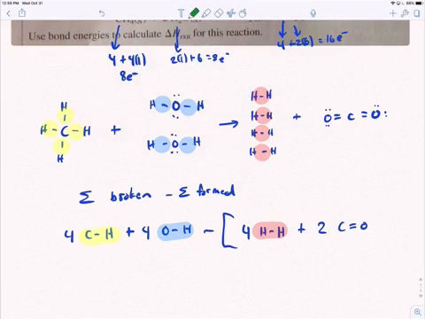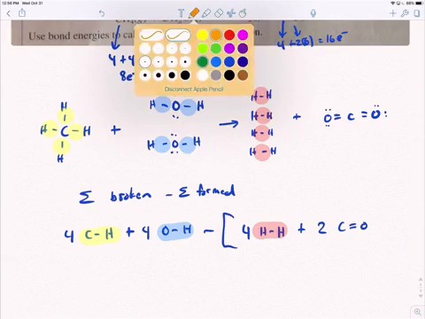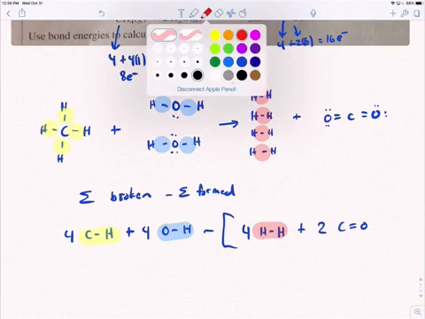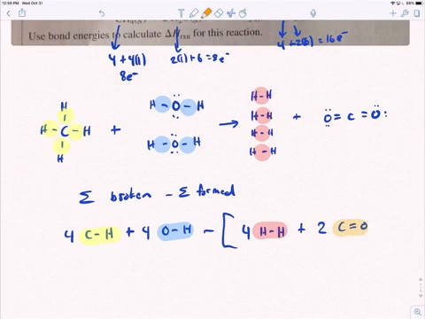I'll do green. Actually, it's Halloween, I should do orange, because that's too close to red. Oops. But that's my pen. I guess you can tell the difference. Okay, so 1, 2 there. So you see each of the ones that we're breaking and forming.